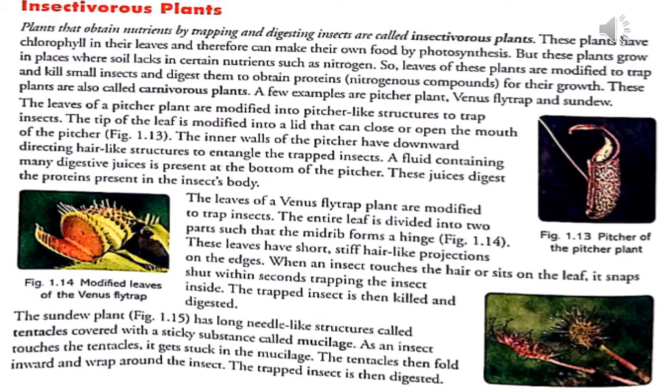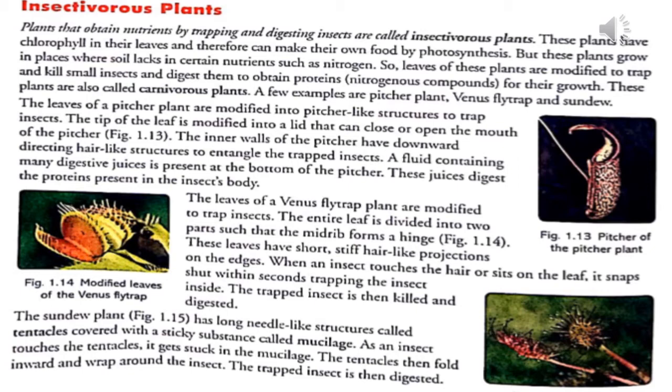Insectivorous plants. Plants that obtain nutrients by trapping and digesting insects are called insectivorous plants. So this is a very wondering thing that plants also eat insects, and those plants which take nutrients from insects are called insectivorous plants. These plants have chlorophyll in their leaves and therefore can make their own food by photosynthesis. But these plants grow in places where soil lacks certain nutrients such as nitrogen.